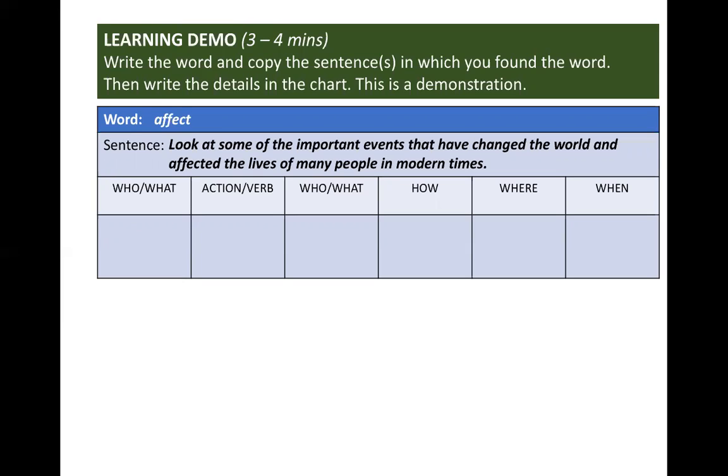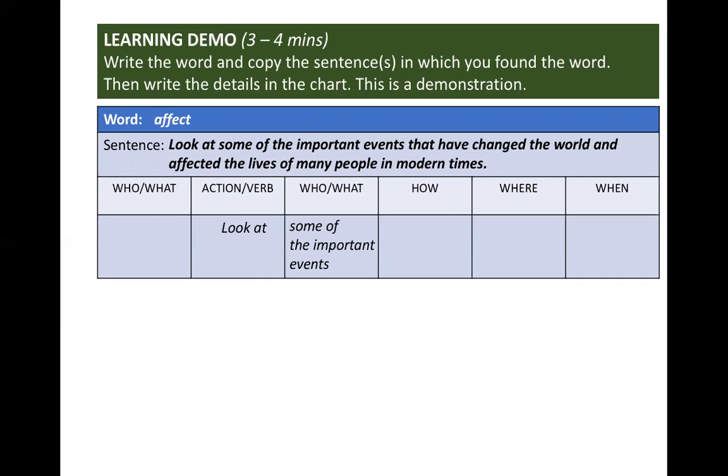We're going to break this sentence apart into its parts of the simple sentence, but today's sentence is a complex sentence. So it has a sentence and it has a clause in it. So let's look at it. Look at. Well, there is no who, what, so we're going to start with the verb or the action. Look at. Look at what? Some of the important events. All right, that's the sentence.